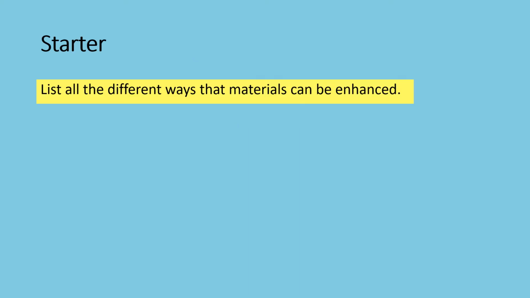As a little starter, to get our minds moving and thinking in the same direction, I would like you to list all the different ways that materials can be enhanced. Although we're going to discuss timbers specifically, can you think of how a metal can be enhanced, or maybe a polymer? Just take a couple of minutes, maybe jot some ideas down, or just think to yourself.